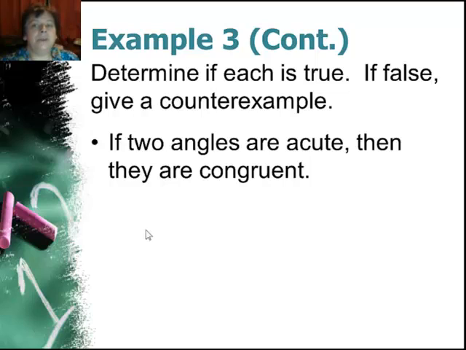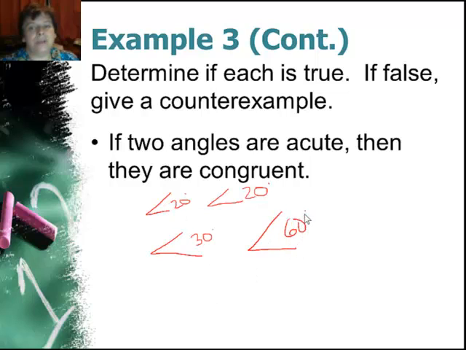If two angles are acute, then they are congruent. Here are two acute angles. Maybe both of those are 20 degrees. Those are congruent. But what if I did another acute angle that was more like 30 degrees? That's not congruent to the 20 degrees. I can still have an acute angle that's closer to 60 degrees. So if two angles are acute, that does not mean they have the same measure. This is my counterexample, having a 30 degree and a 60, or a 30 degree and a 20 degree angle.